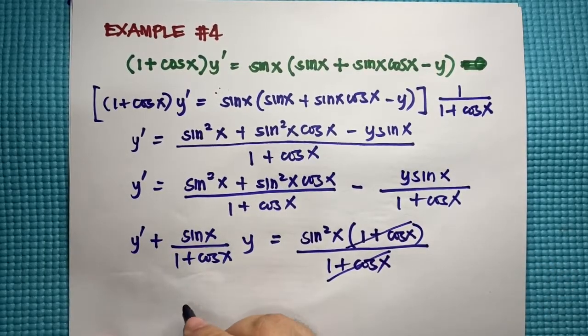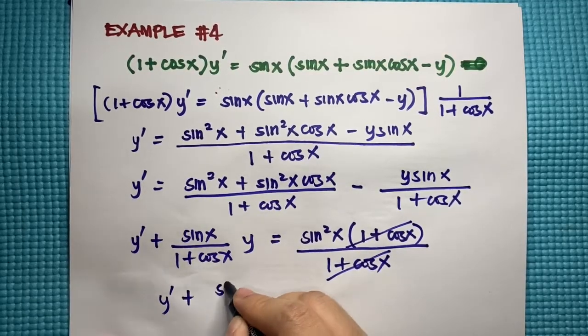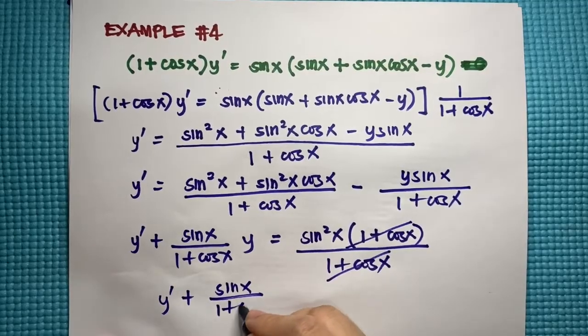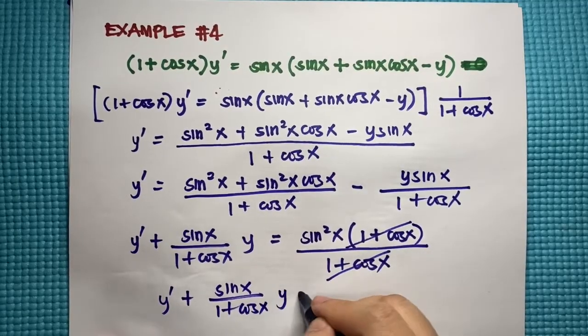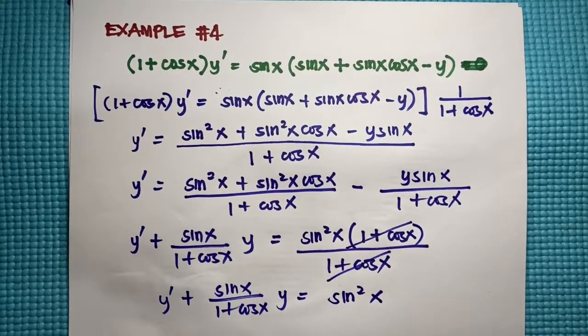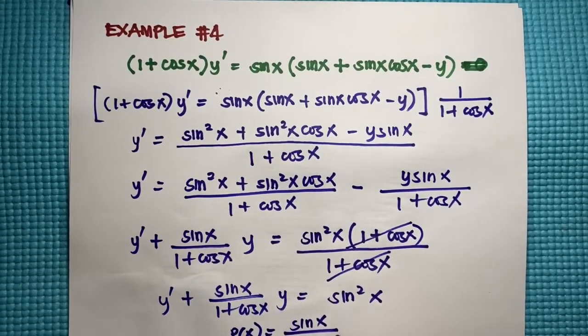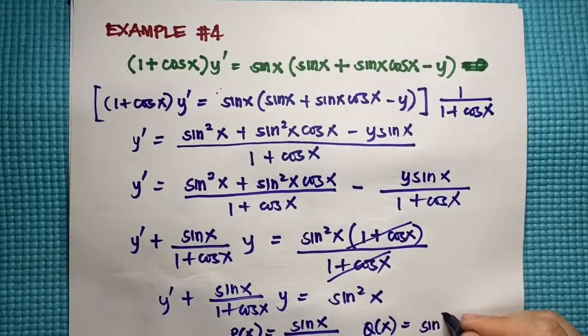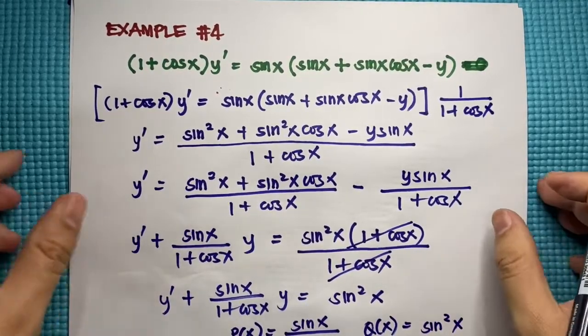So transforming our differential equation into y' + (sin x over 1 + cos x) y = sin²x. As you can see here, our p of x would be equal to sin x over 1 + cos x, and our q of x would be equivalent to sin²x.